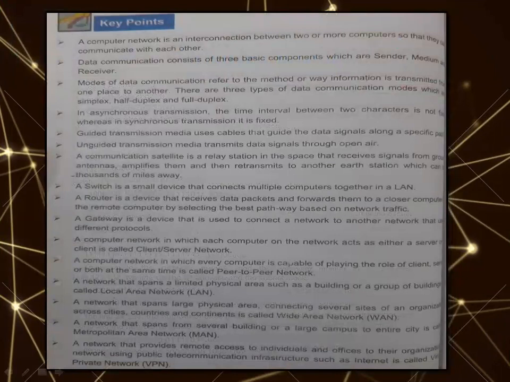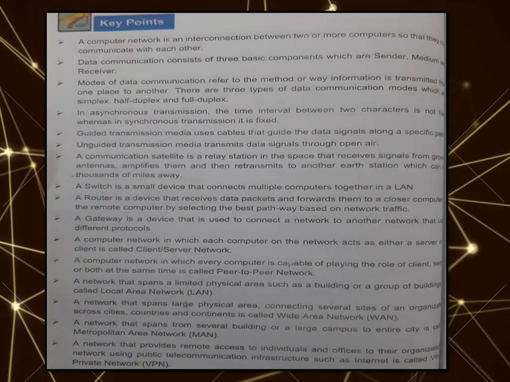So dear students, alhamdulillah, we have finished this chapter, and in this chapter we have discussed these important and key points. The number one: a computer network is an interconnection between two or more computers so they can communicate with each other. In the beginning, we discussed what a computer network is and how computer networks are interconnected with each other. When two or more computers are interconnected, it is called a computer network.